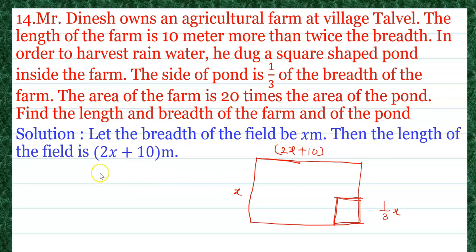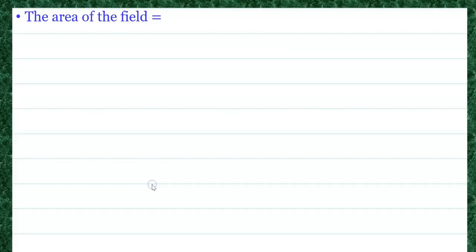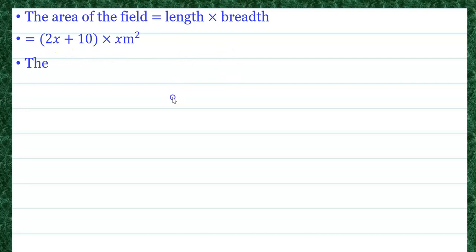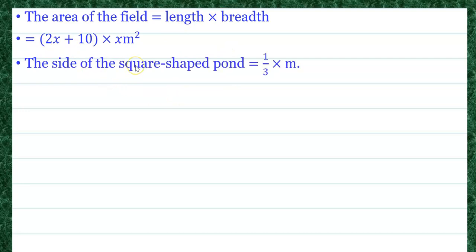The breadth of the field is x meter. The length of the field is 2x plus 10. Next, the area of the field is length into breadth, that is 2x plus 10 into x meter square. The side of the square-shaped pond is 1/3 into x meter.